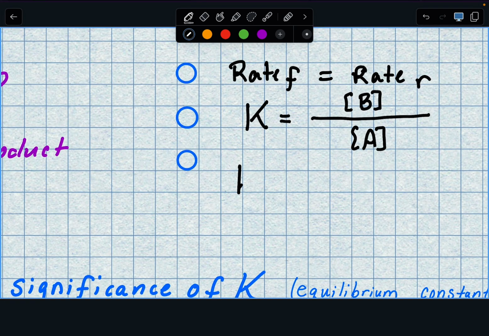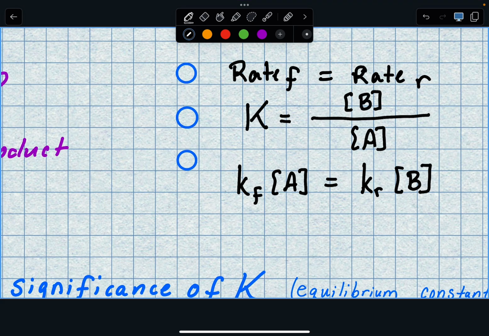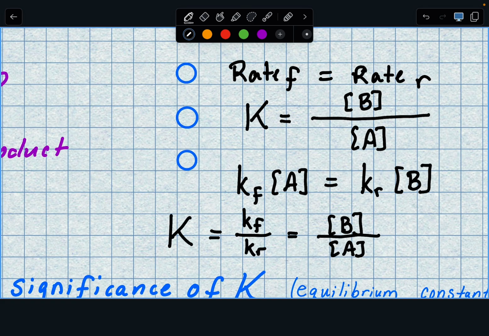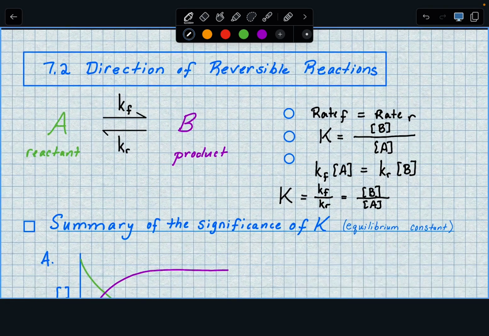So I set those two rates equal. The rate of the forward reaction, which means A turning into B, is equal to the reverse reaction and then the concentration of B. In a previous video I showed you that you can put these rate constants over each other like this, leave the concentration of B on this side and put the concentration of A on this side. That gives us this equilibrium constant, this capital K. It's a ratio of the rate constants, and I think that will be helpful when we look at the significance of K values.